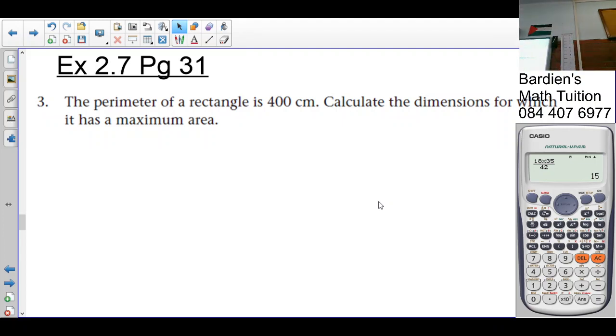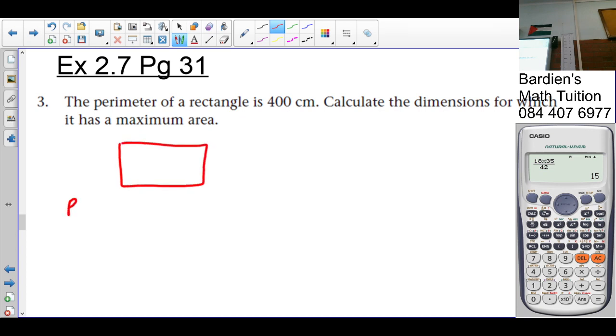Right, the perimeter of a rectangle is 400 centimeters. Again, you've got the rectangle. The perimeter is 400. Calculate dimensions for which it has a maximum area. So if we let the width equal x, my length will be in terms of x.